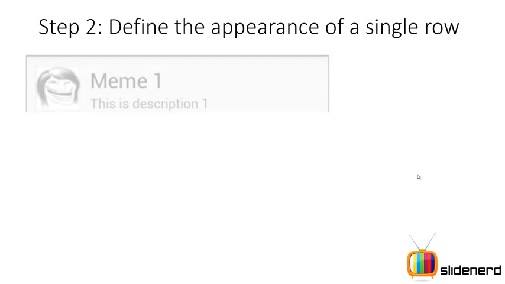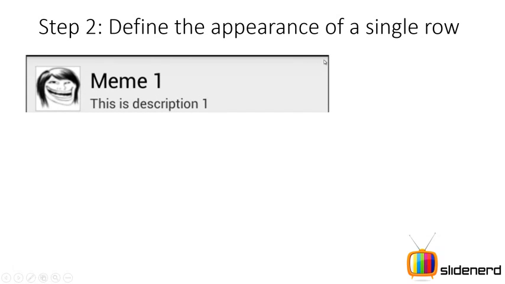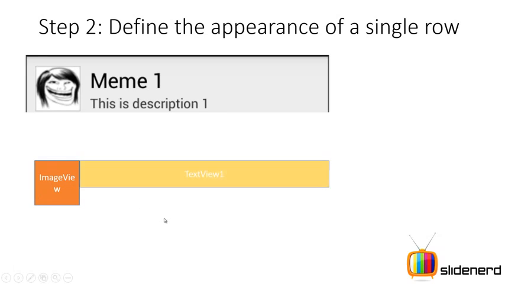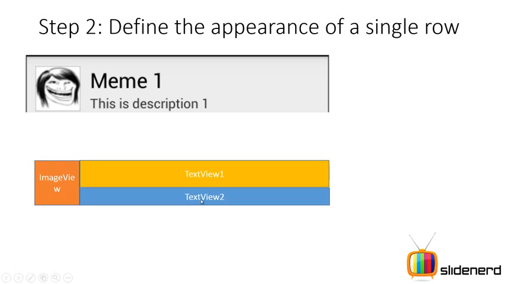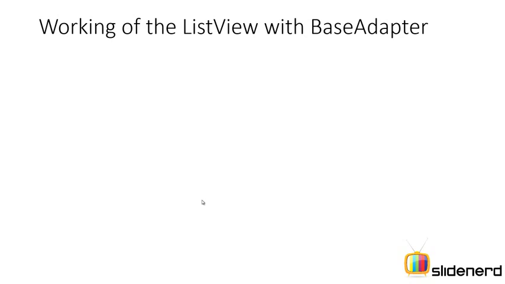Step 2. Define the appearance of a single row. So this is our single row. If you notice, can you break this down further? Yes, it's very simple. It's an image view over here. Then there's a text view over here. And there's another text view below this one, alright? The upper one contains the title. The lower one contains the description. So we are going to go ahead and make this structure containing this image view and these two text views inside a separate XML file called singlerow.xml.